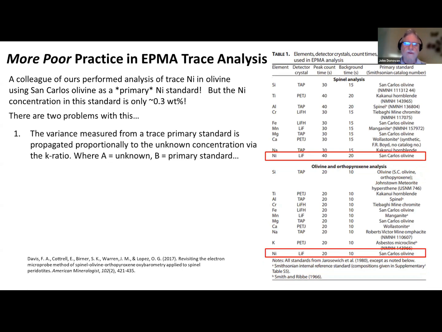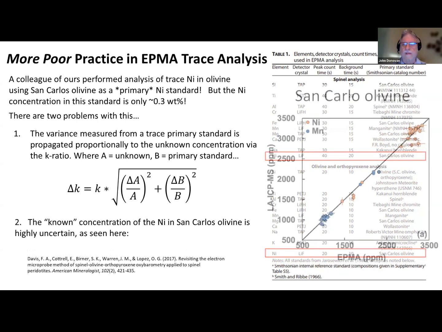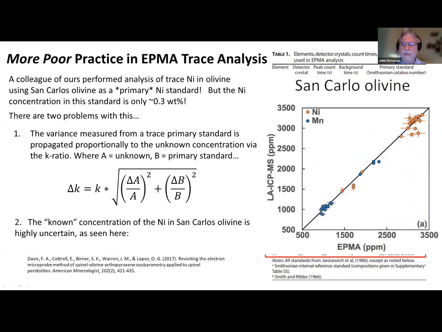First of all, the variance of the measurement in your primary standard is propagated to your unknown. Now, if the concentration is high in the primary standard, that variance is very small. And even worse is that the concentration of nickel in San Carlos olivine varies enormously. So depending on which San Carlos olivine you have, you could get a very different number, and that directly affects the accuracy. And the detection limit, as Sergey pointed out, is very dependent on the concentration.